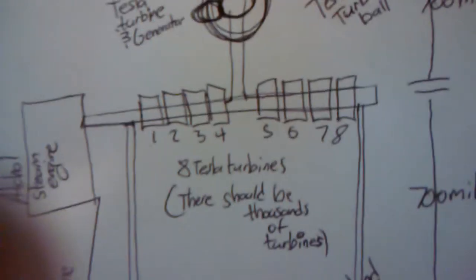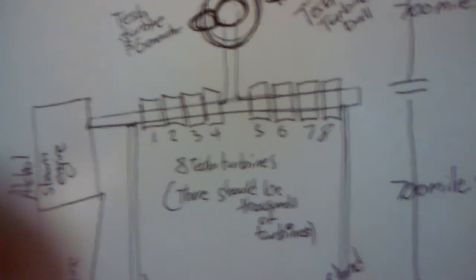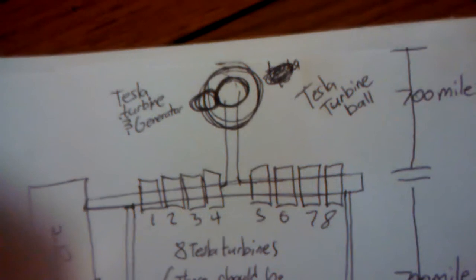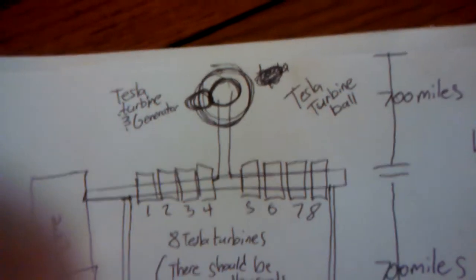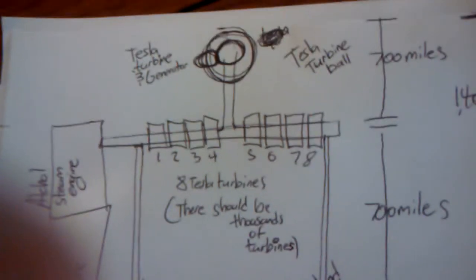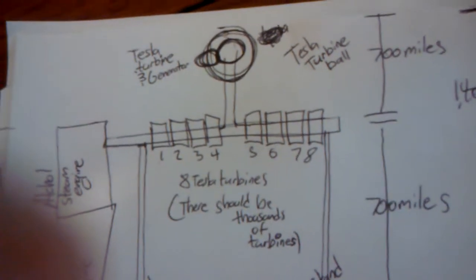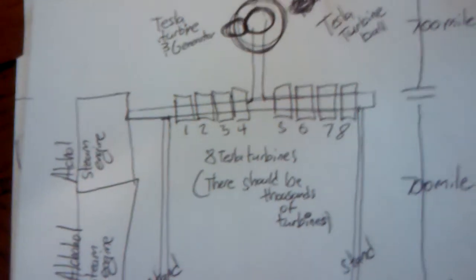So you have 8 Tesla turbines. There should actually be thousands of turbines, but I just put 8 little boxes to represent turbines. So every time the weight of the piston rod, the Tesla turbine ball, the Tesla turbine and generator turn over the pendulum, there will be a raise of water. So basically it acts as a pump.